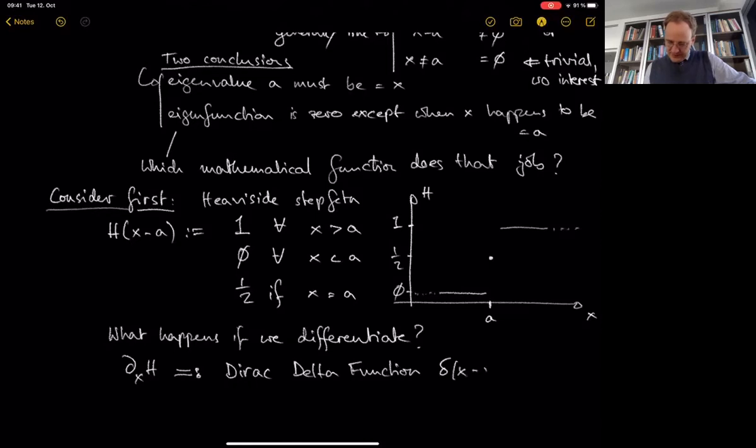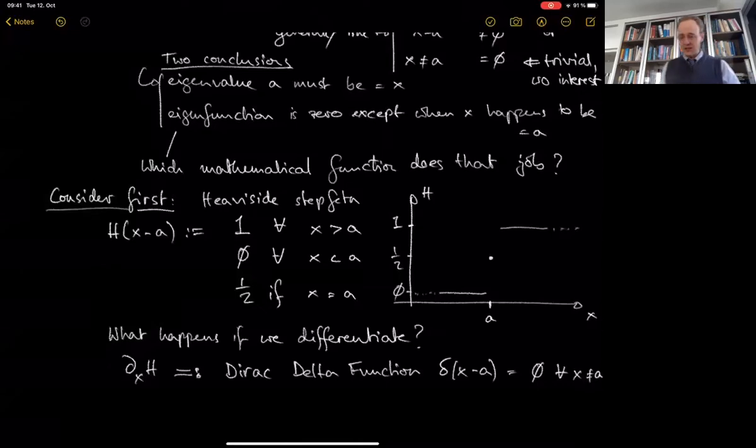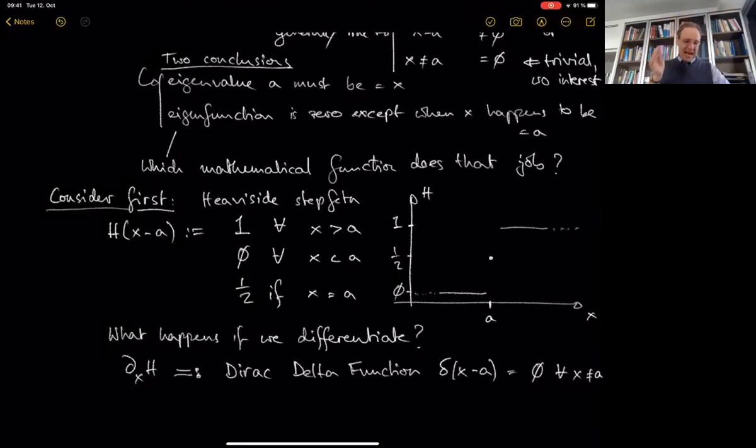Delta of x minus a is this derivative, and it is 0 for all x not equal to a, right? So on the left-hand side and on the right-hand side of a, it's flat, so you have 0 gradient, so it must be 0 here. And at a, it's infinity.